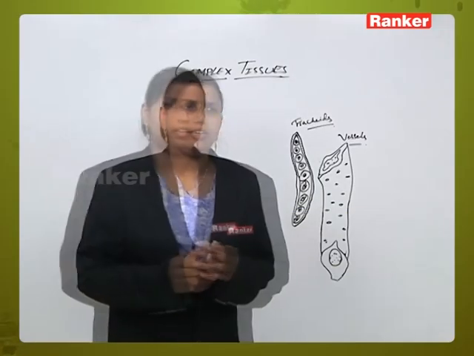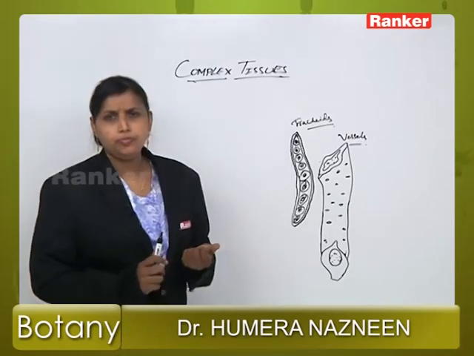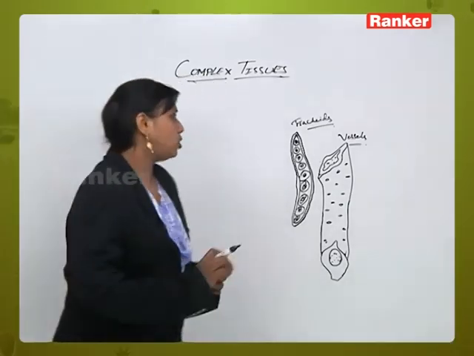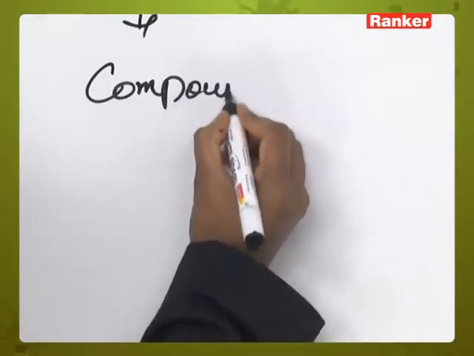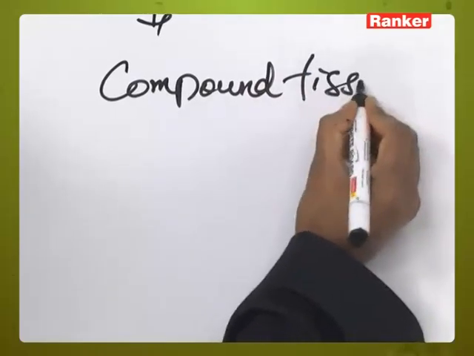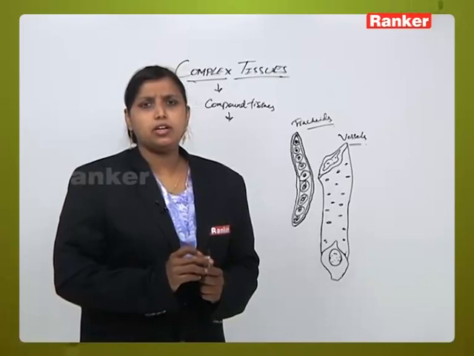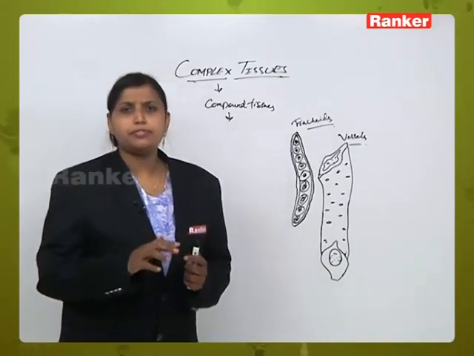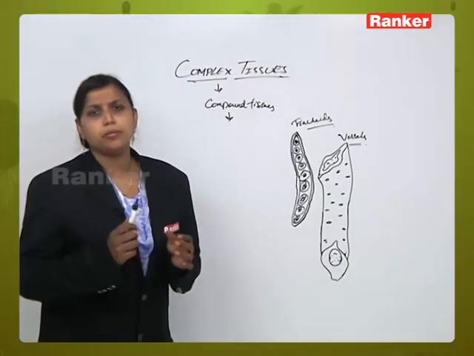Today we will be starting a topic which is left over in the section on complex tissue. What are complex tissues? Complex tissues are also called compound tissues. As we said earlier, compound or complex tissues are those tissues which have a set of different types of cells combined together to perform a common function.